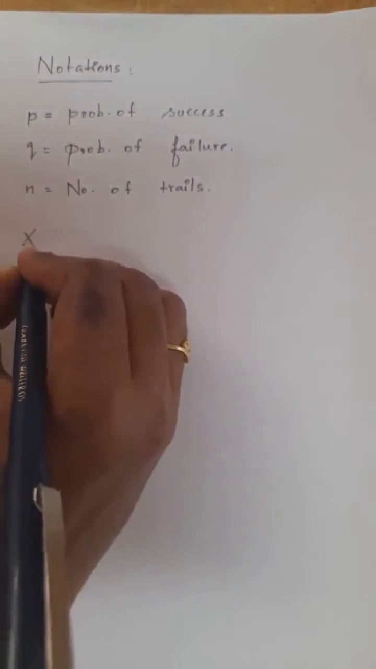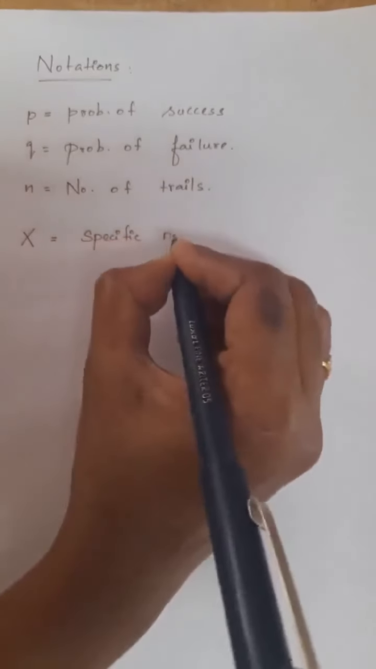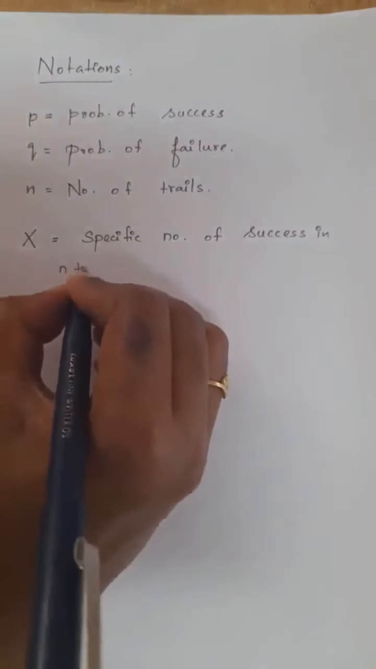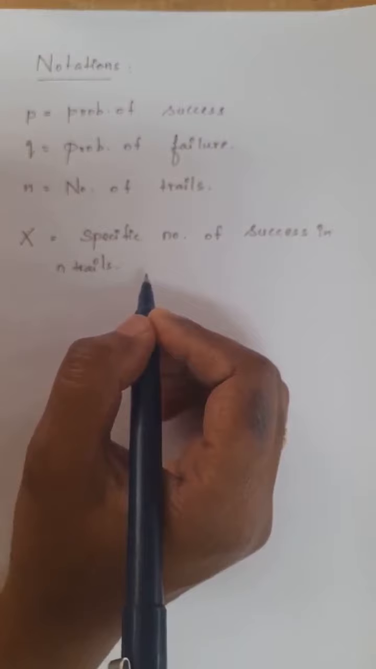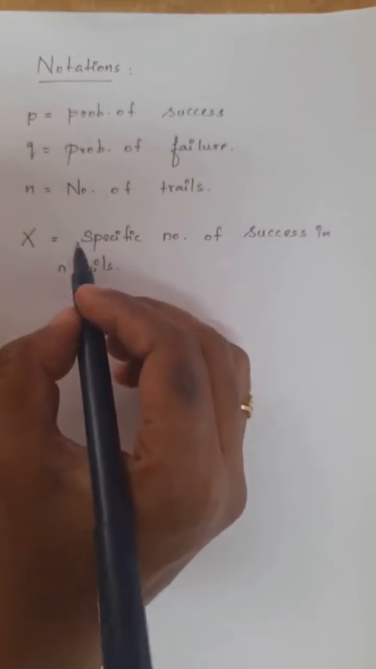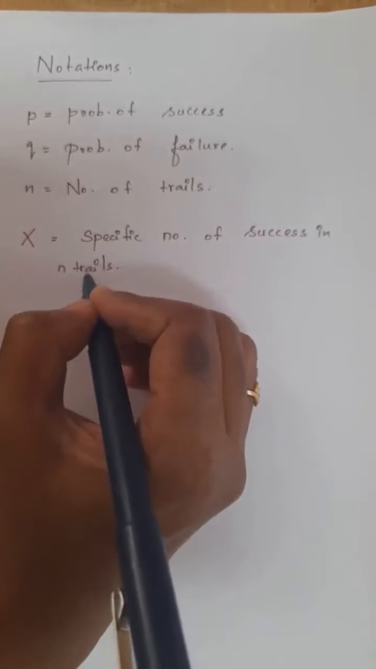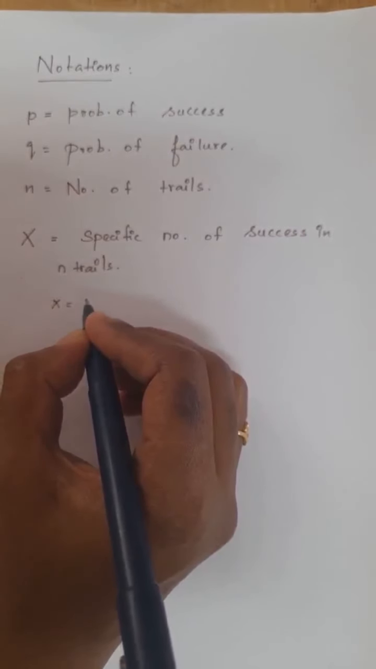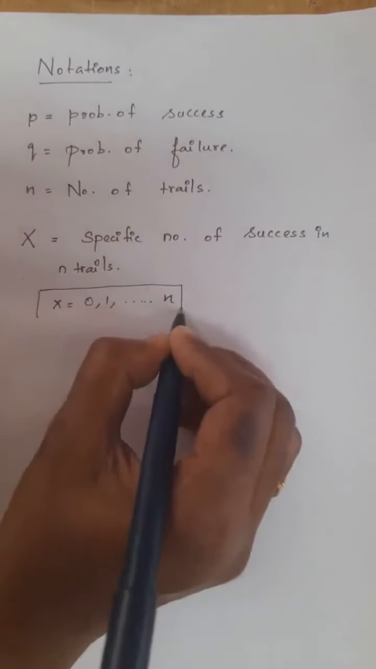Then capital letter X denotes the specific number of successes in n trials. In tossing a coin 5 times, what is the probability of getting head 3 times? In that case, we can use binomial distribution. The 3 denotes the specific number of successes in n trials. Since I am tossing a coin 5 times, I may get success 0 times, 1 time, 2 times, 3 times, up to 5 times. So our success varies from 0 to n. This is an important thing that we have to note down.